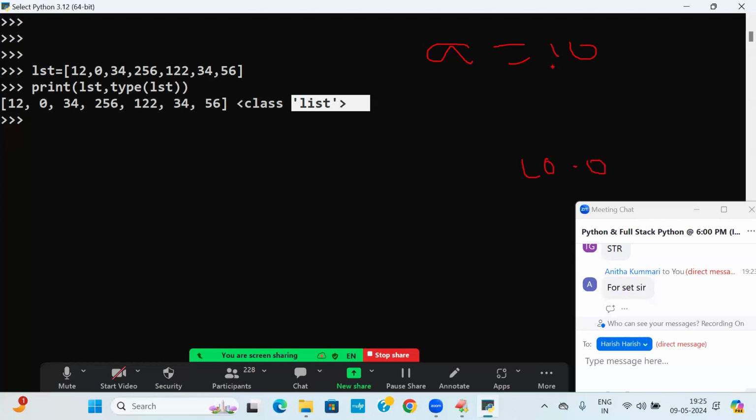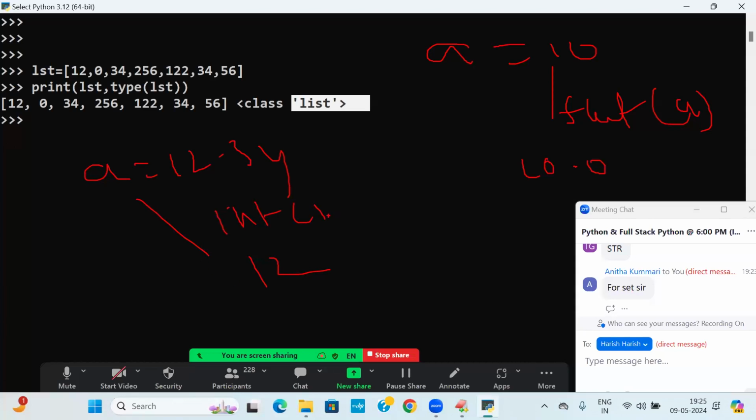10.0 by using which function? Float of A, I said. Float of A. A is equal to what? 12.34. I converted into what? 12. What is this type? Int of A. So you have seen conversions now?